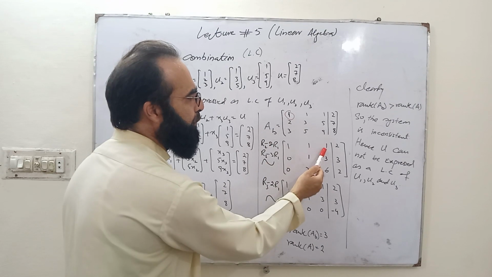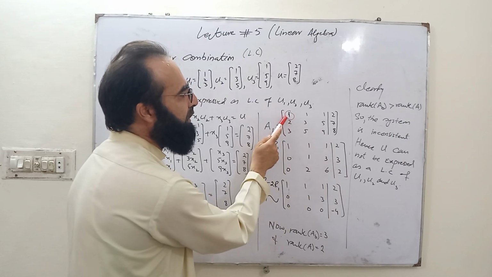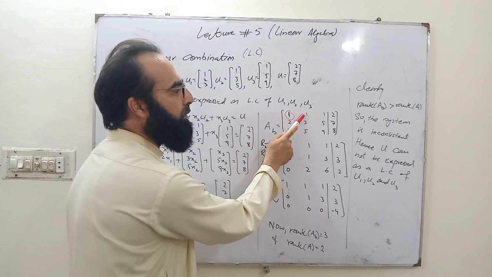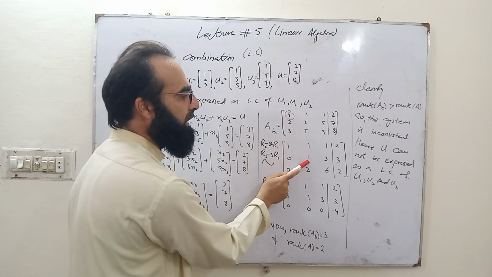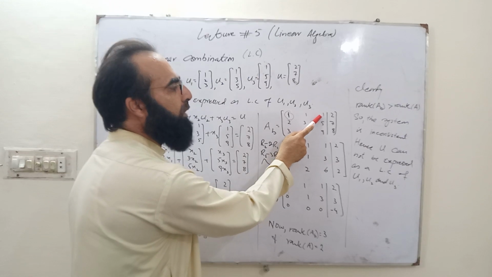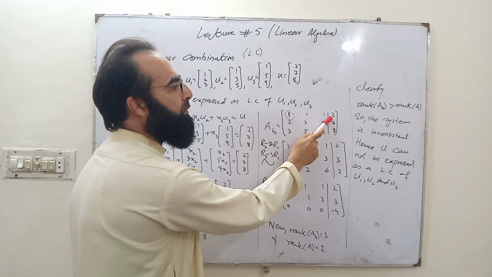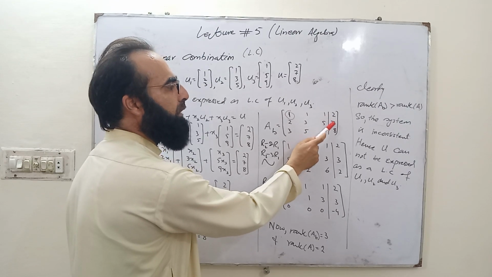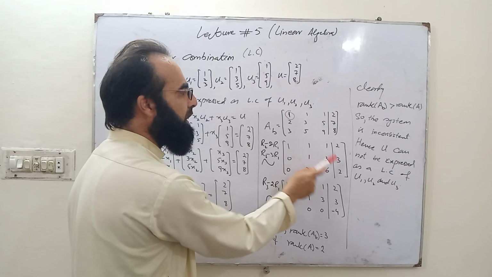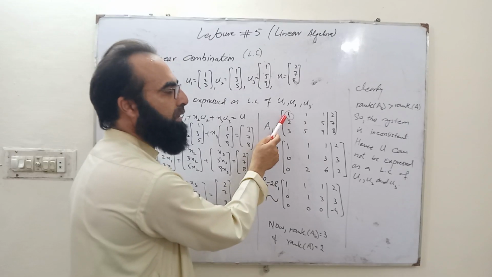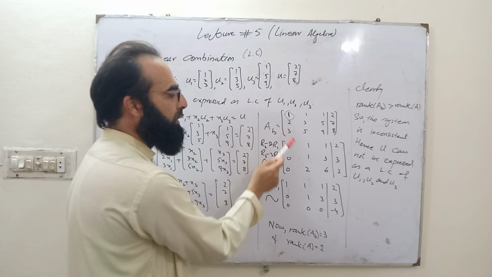So the first row will remain the same. 2 times this 1 gives us 2, and subtract that 2 from 2, we will get 0. 2 times 1 gives us 2, and subtract that 2 from 3, we will get 1. 2 times 1 gives us 2, and subtract that 2 from 5, we will get 3. 2 times 2 gives us 4, and subtract that 4 from 7, we will get 3. Similarly, in the third row, 3 times 1 gives us 3, and subtract that 3 from 3, we will get 0.